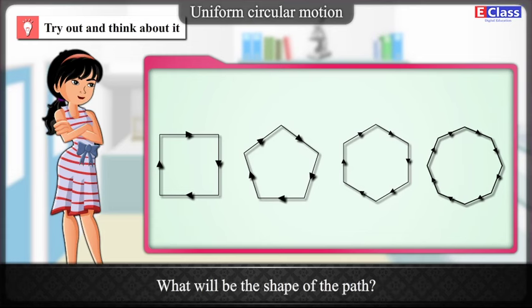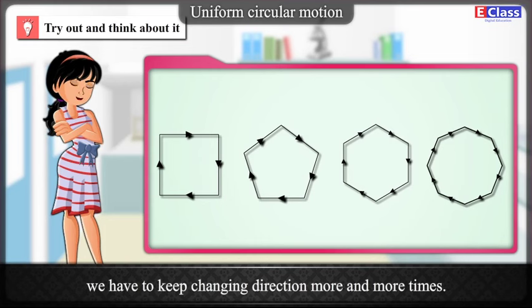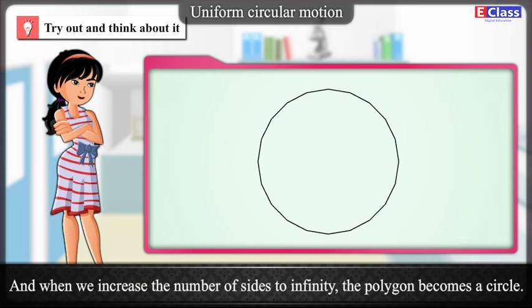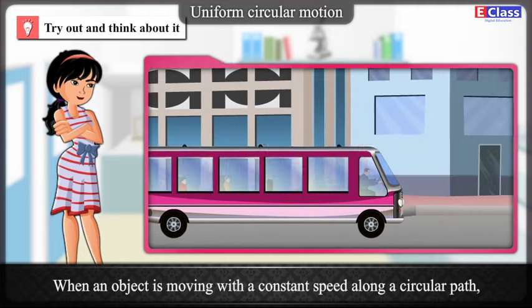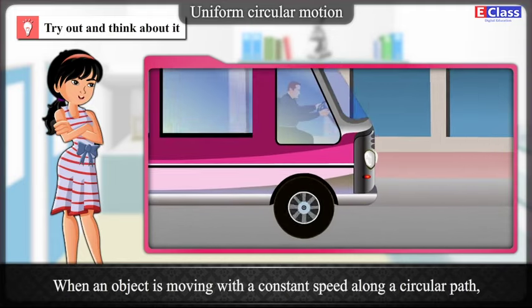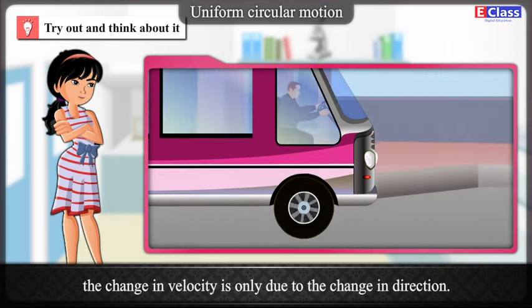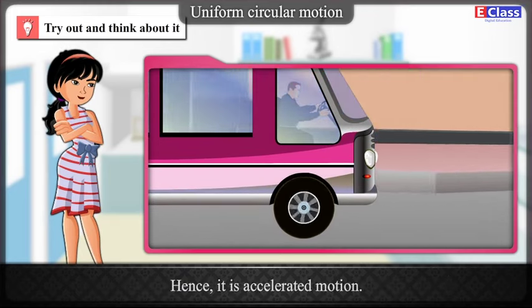What will be the shape of the path? This shows that as we increase the number of sides, we have to keep changing the direction more and more times. And when we increase the number of sides to infinity, the polygon becomes a circle. When an object is moving with a constant speed along a circular path, the change in velocity is only due to the change in direction. Hence, it is accelerated motion.